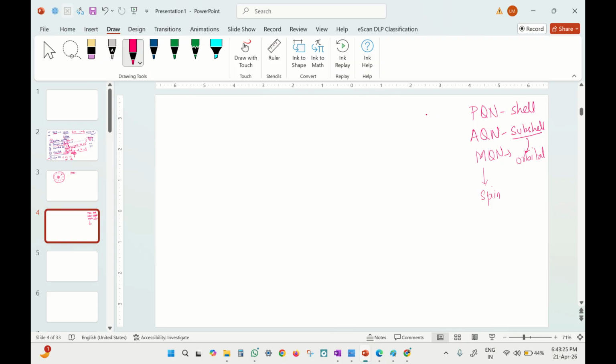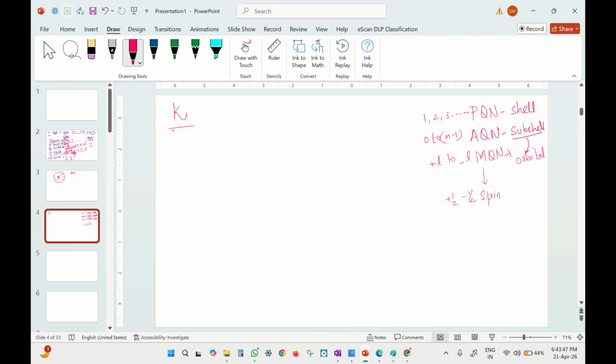And the possible values. Remember, it's not 1, 0, 1, 2, 3, and so on. This is 0 to n minus 1. I'm just writing it for you to have a look easily. Plus l to minus l. And this is plus half and minus half. Okay, now I'm going to take the first shell, the K shell.